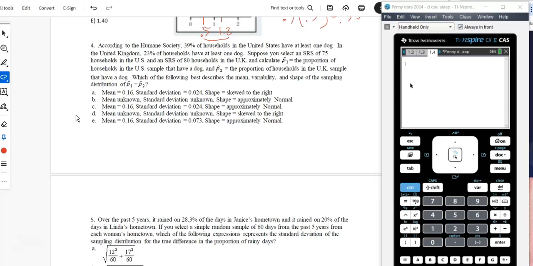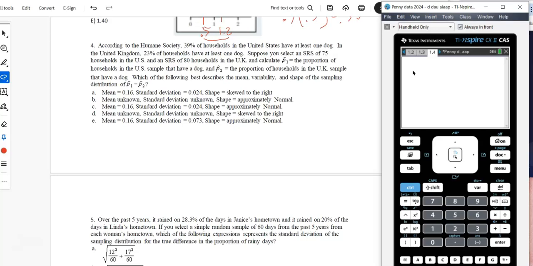According to the Humane Society, 39% of households in the United States have at least one dog. In the United Kingdom, 23% have at least one dog. Suppose you select a simple random sample of 75 households in the US and a simple random sample of 80 households in the UK and calculate p-hat 1, the proportion of households in the US sample that have a dog, and p-hat 2, the proportion of households in the UK sample that have a dog. Which best describes the mean, variability, and shape of the sampling distribution of p-hat 1 minus p-hat 2?